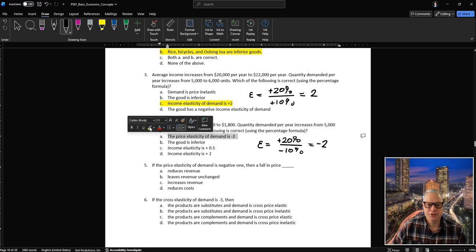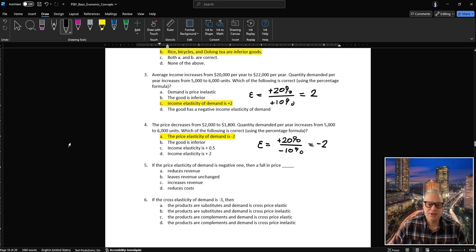The price elasticity of demand is negative 2, that's correct. The good is inferior, and we can't comment on that one because we don't know how it responds to income changes. And the two other, we don't have to worry about income elasticity because all the information we have relates to prices and quantity demanded.